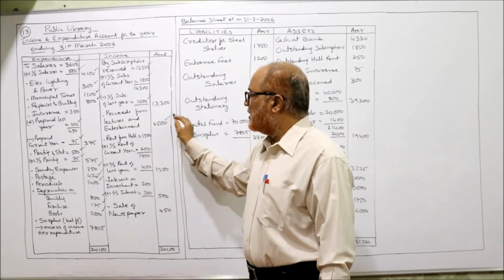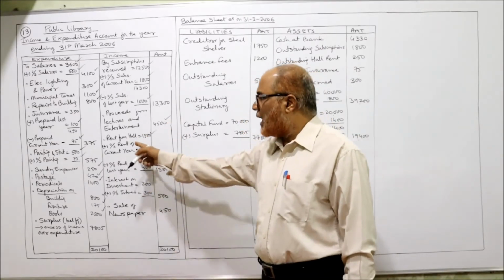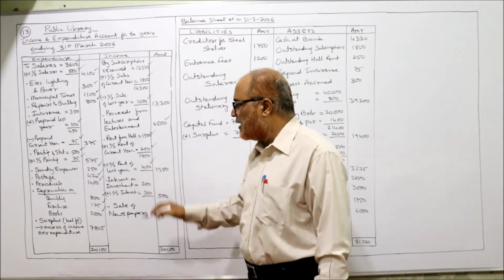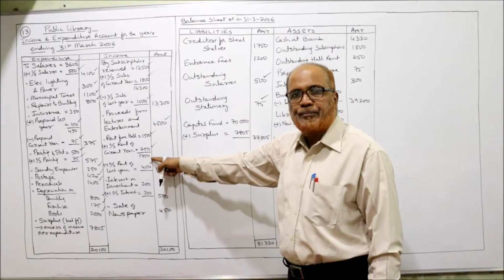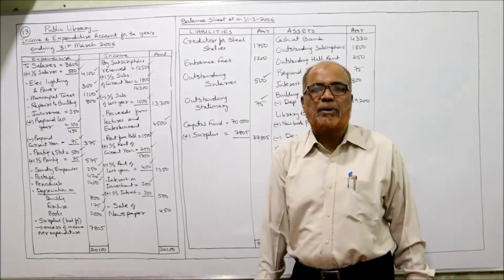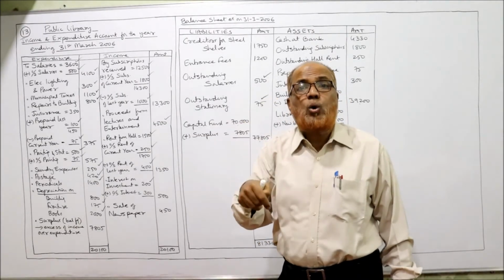Proceeds from lecture halls and entertainment directly we have taken. Rent from hall 1500. To this you have to add current year's outstanding rent, last year's outstanding rent deducted, just like subscription, right? Now interest on investment 200 rupees is given in the receipts and payments account. Adjustment it is given 300 rupees interest accrued.